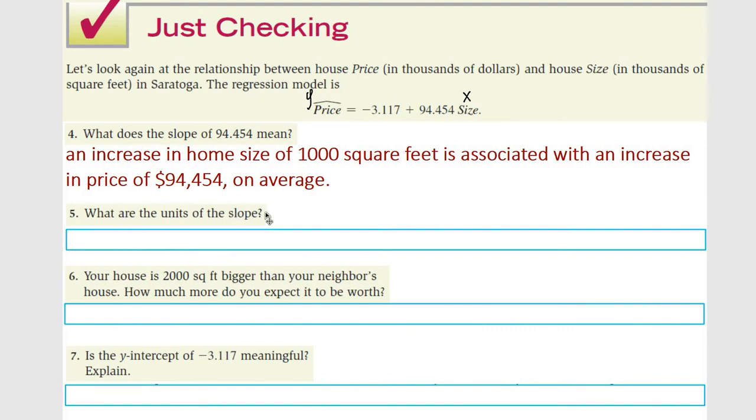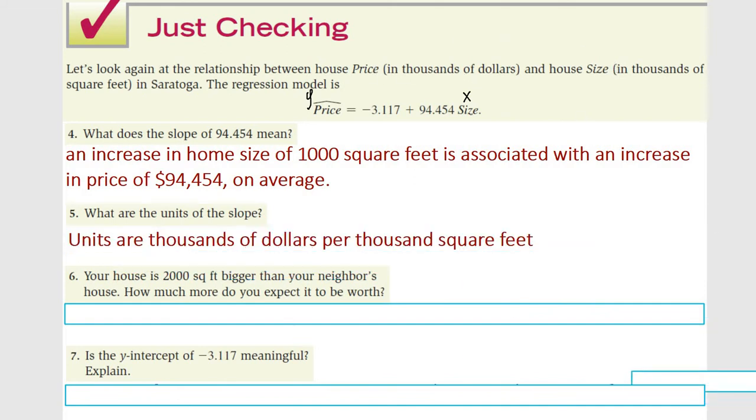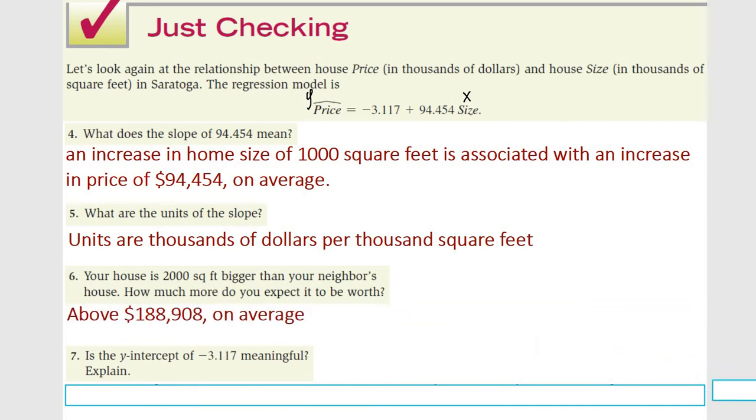So what are the units of slope? Well, slope is y over x, so price over size. So the units are thousands of dollars per 1,000 square feet. Say your house is 2,000 square feet bigger than your neighbor's. How much more do you expect it to be worth? Well, you plug it in. If we plug it in, we expect the price to be above this on average. That would be your size, and you're plugging that in.